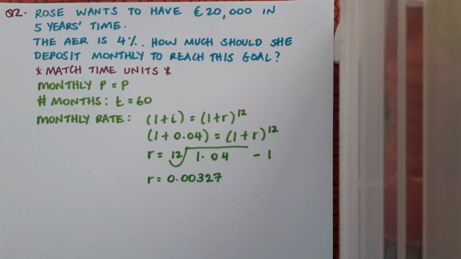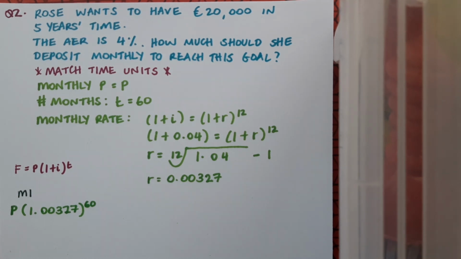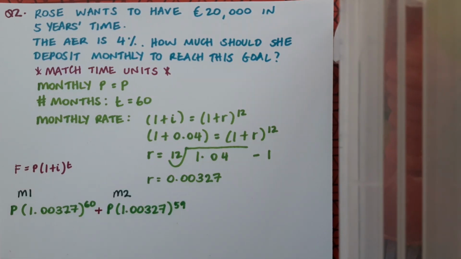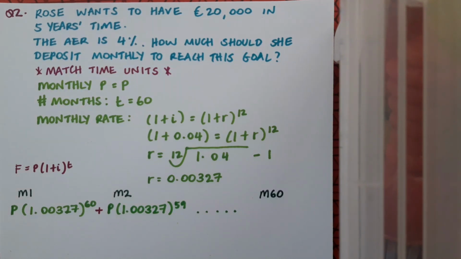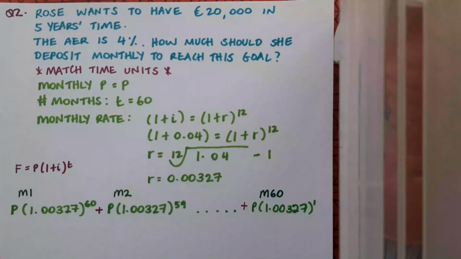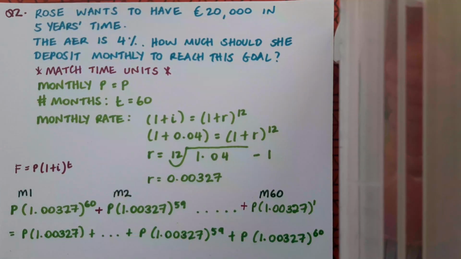Now I'll start looking at the structure of her investment. Don't forget that in each case here, for each month, I'm using that formula F equals P bracket 1 plus I to the T. So here I have month 1, my amount that's invested monthly, times 1.00327 to the power of 60. Then month 2, P times 1.00327 to the power of 59. And then dot, dot, dot, over to my last month, month 60, which is P times 1.00327 to the power of 1. I'll write the statement in reverse. And then since I'm using my formula for the sum of geometric series, I'll note my A, R and N.